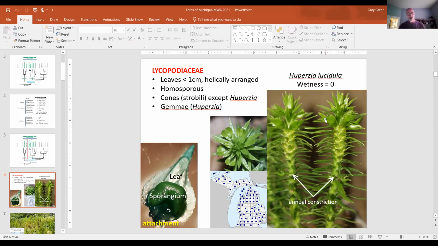So the gemmae, of course, can just break off, tumble around, and then they will root and establish asexually a new plant. The spores, of course, can fly for any amount of distance and colonize locations more remotely. So that's Huperzia. It's really the only genus within the Lycopodiaceae that does not make a cone, but instead makes gemmae.